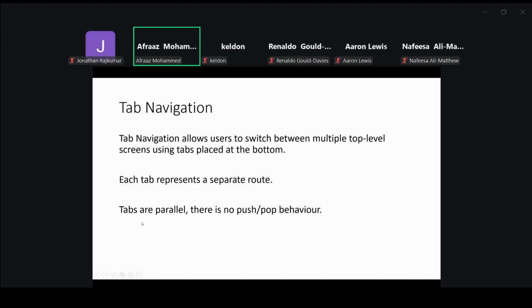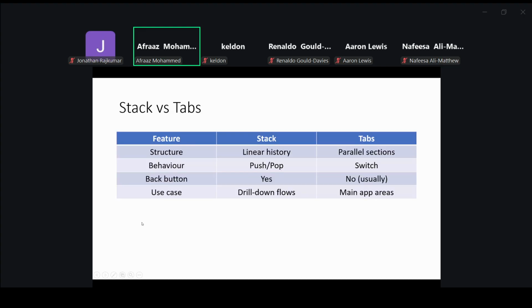In terms of the structure and comparing stack to tabs, stack has a bit of a linear history because you are placing the new pages you visit in a sequential order, whereas with tabs, you could select any page you want almost immediately, using the tab selection.